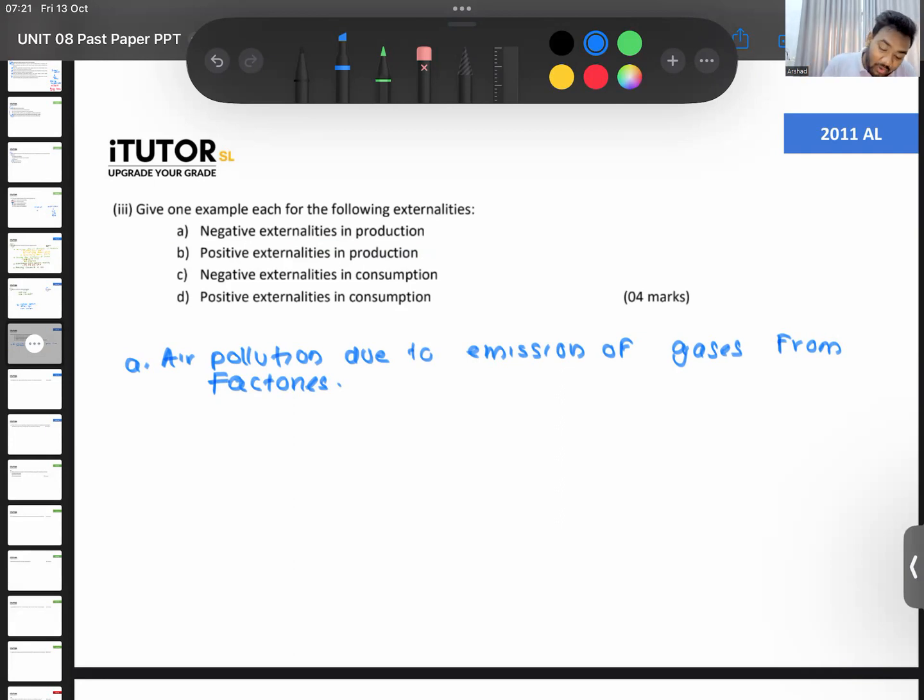Then, positive externalities in production. You can even talk about this thing. For example, beekeeping.